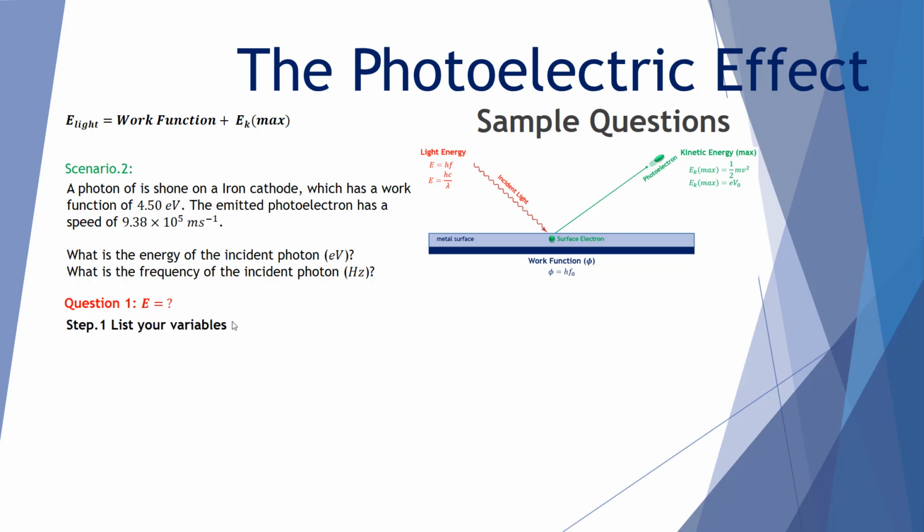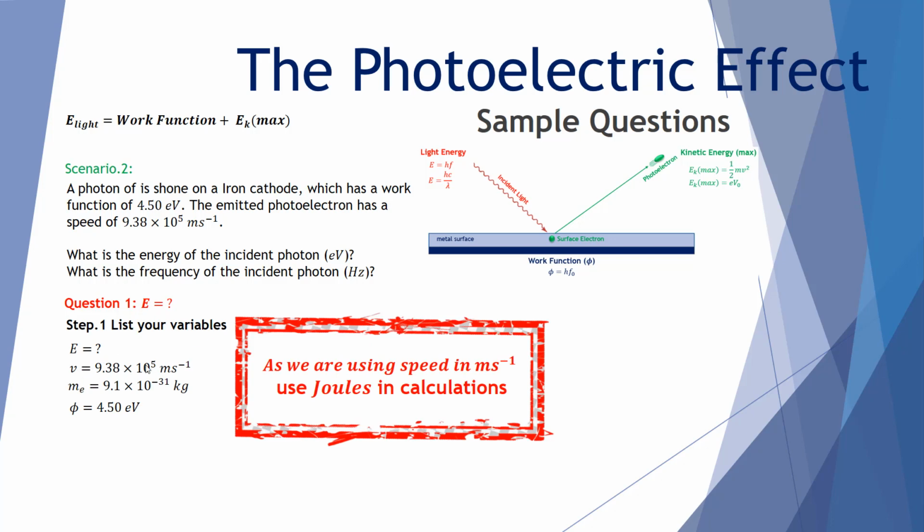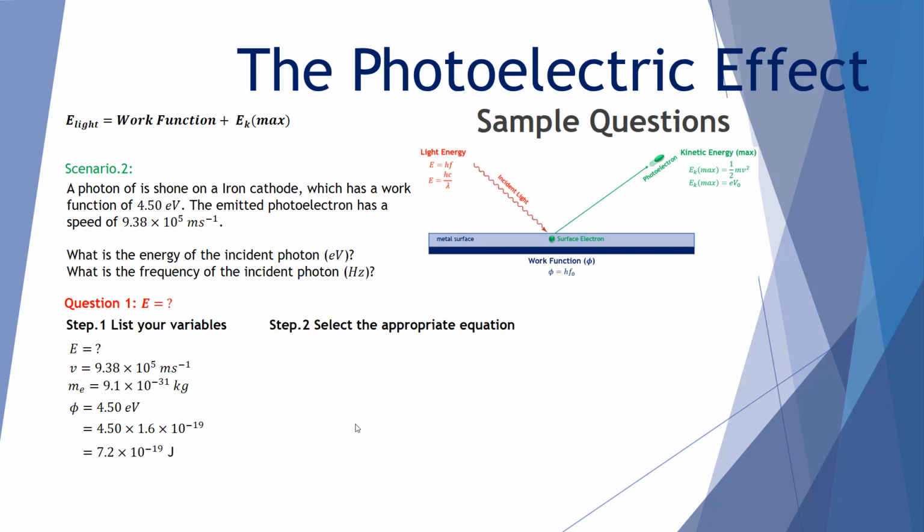So first of all, the energy. We're after the energy, we know its speed, we know its mass, the mass of an electron, and we know the work function. In this case, again, we're trying to do a calculation using speed, so we have to use joules in calculations. So we convert our work function to joules simply by multiplying the electron volts by 1.6 by 10 to the negative 19. Let's pick our equation to work out the energy of this photon.